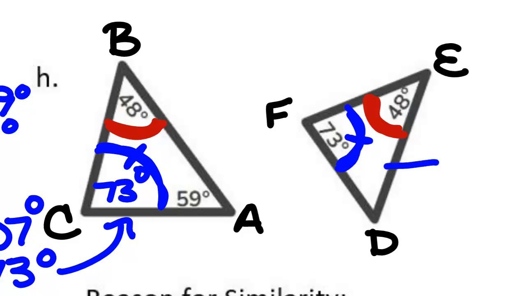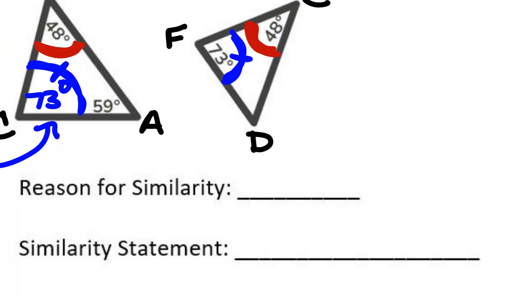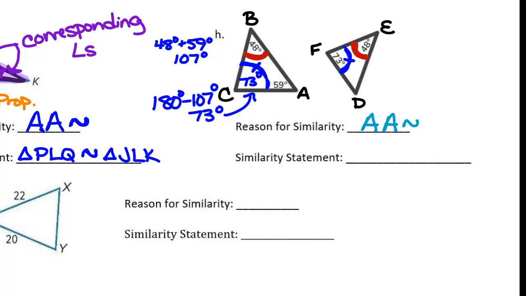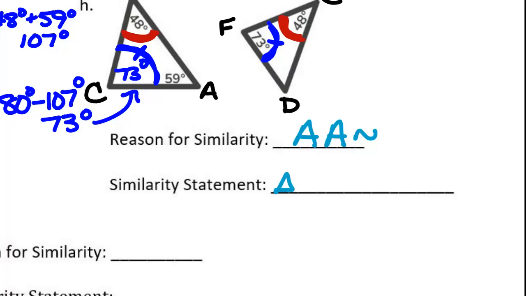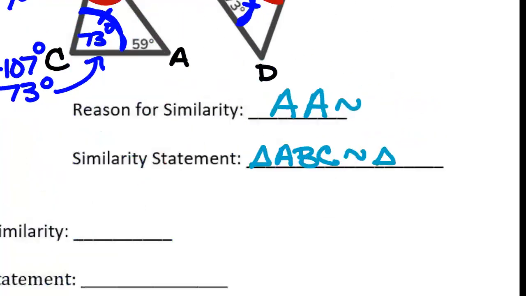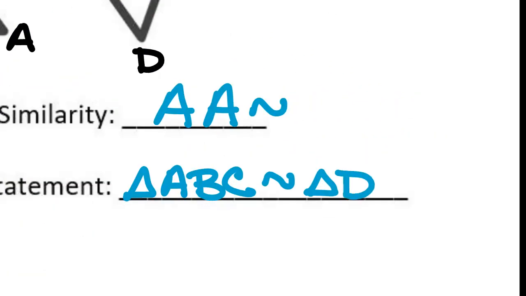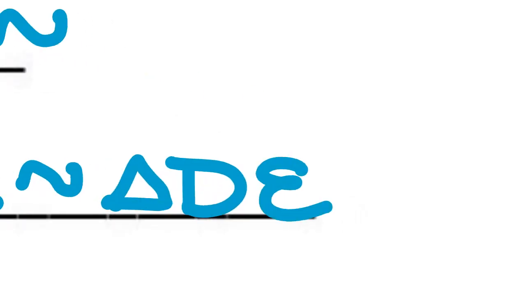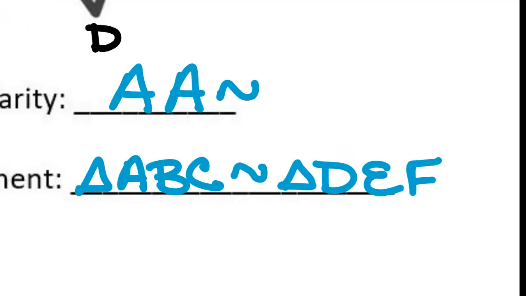So are these two triangles similar? Yes, using angle-angle similarity. So then I can say that triangle ABC is similar to triangle. A would have to match up with which angle over here? D. B matches up with E. So triangle ABC is similar to triangle DEF. Beautiful.